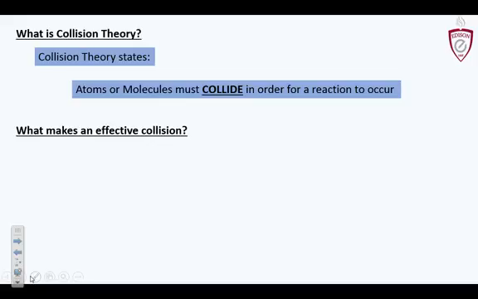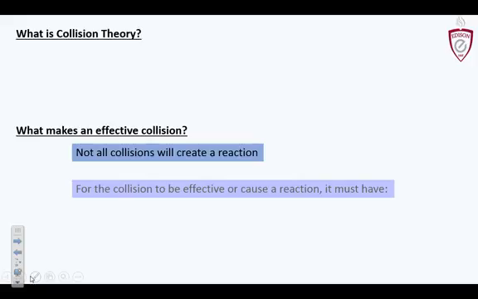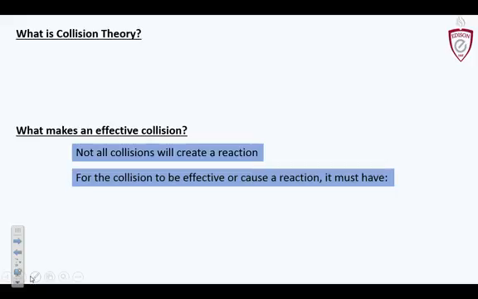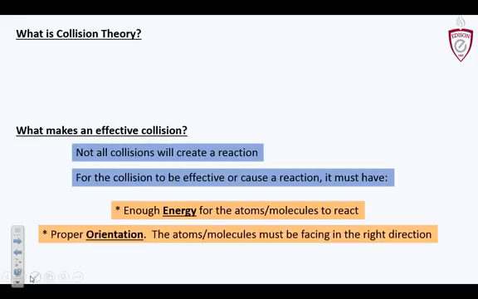It's not a reaction. So now we're going to go a little bit farther. A collision that is effective, right? Because we might hit each other, and that doesn't even count sometimes. Because not all collisions are created equal. Some just don't create the reaction. And so for a collision to be what we call effective, or cause the reaction, it must have two very specific things. It must have enough energy for the atoms and molecules to react. They got to have enough speed or heat. And then they have to have the proper orientation. The atoms or molecules have to be facing in the right direction, hitting the sweet spot, if you will.